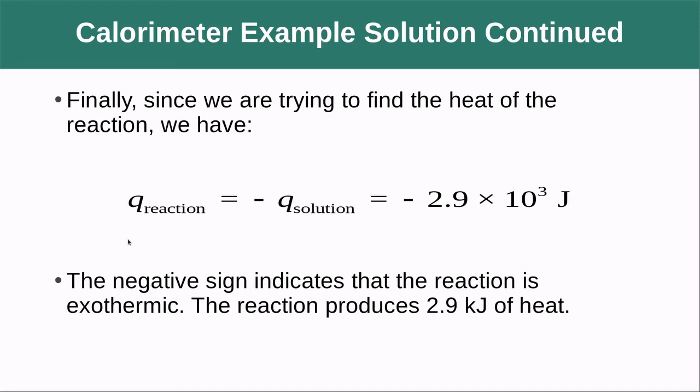We do need to remember, though, that we were looking for Q reaction, right? This was an exothermic reaction, so we should be getting a negative value. Heat was released from the system and into the solution. Q reaction equals negative Q solution. We get negative 2.9 times 10 to the 3.